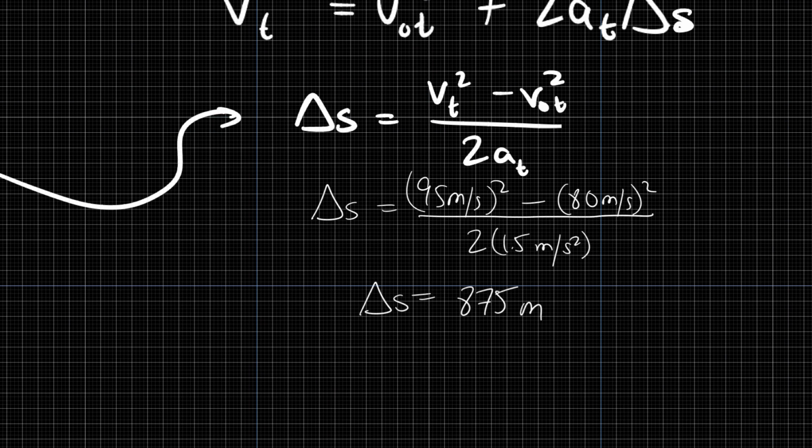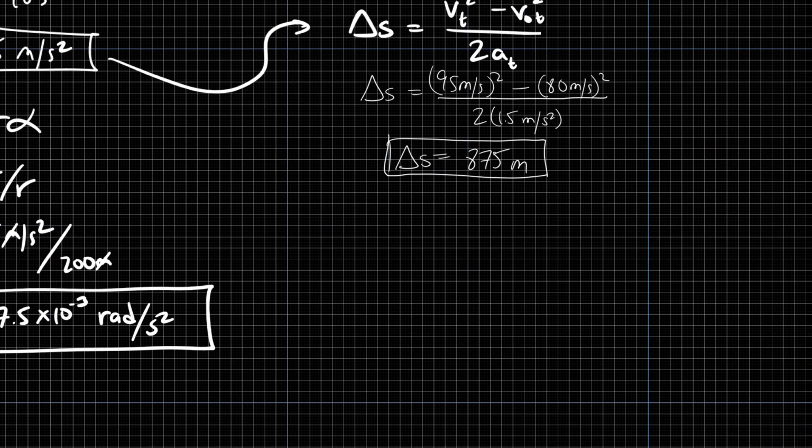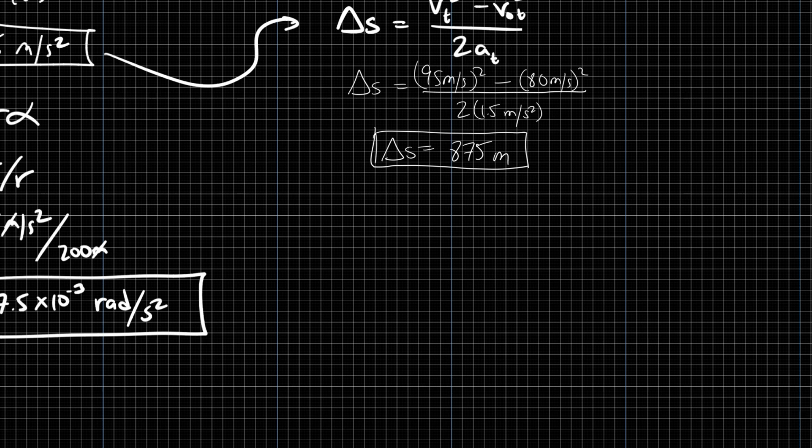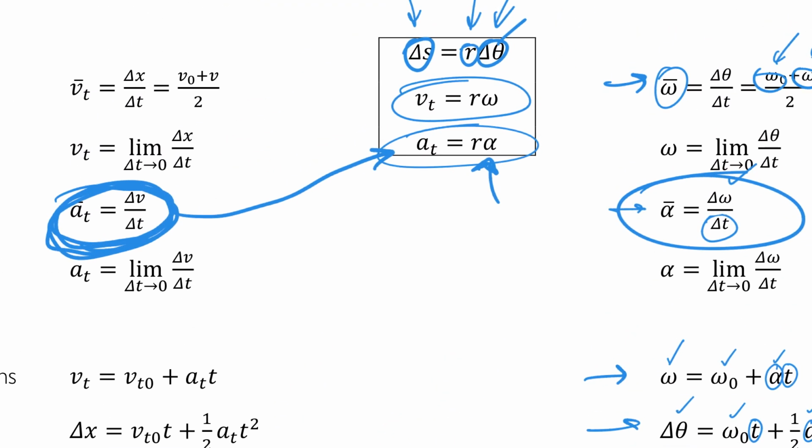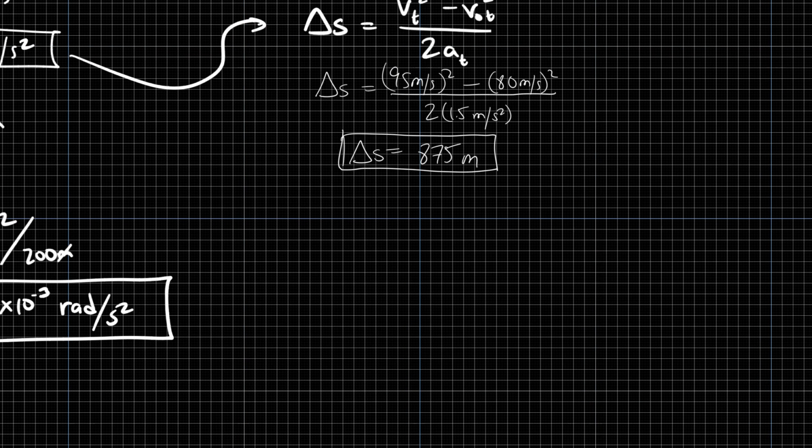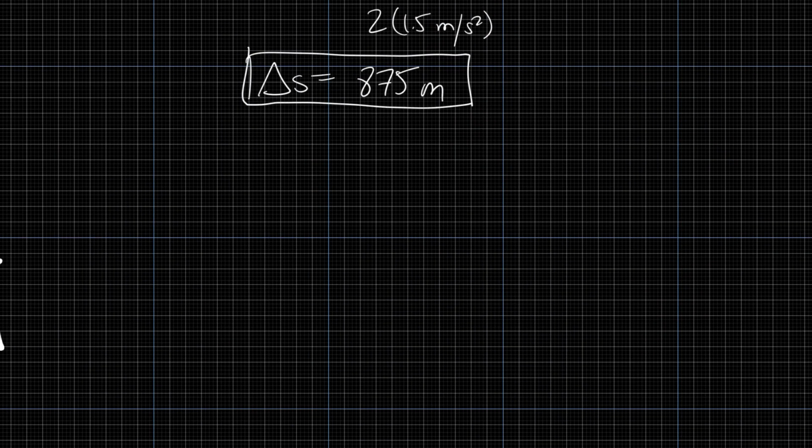Okay, so we get 875 meters. You can think of that as delta x, but x in this case is wrapping around a circle, so I'll just think of it as delta s. Now that I've got a linear variable, delta s equals r delta theta. So I'm going to solve for delta theta. Delta theta equals delta s over r.